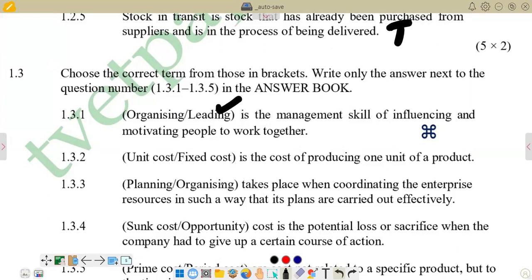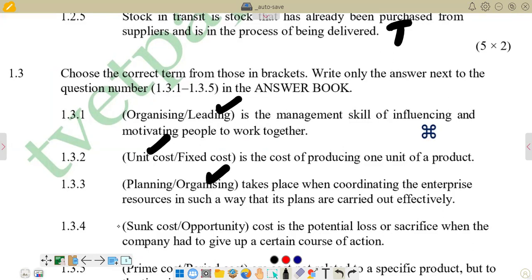Then we have got unit cost or fixed cost is the cost of producing 1 unit of a product. Obviously, it's unit cost. Then you go to the next one. Planning or organizing takes place when coordinating the enterprise resources in such a way that its plans are carried out effectively. So whenever there is an issue of coordination of resources, it defines the organizing part. So we've got organizing.